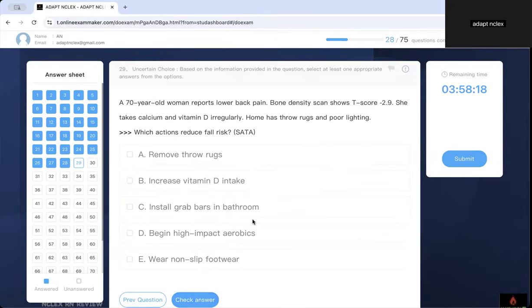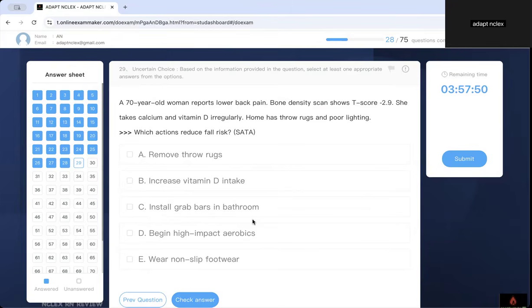A 70-year-old woman presents with lower back pain. Her bone density is low. She takes calcium and vitamin D regularly. Health promotion: at home, she has throw rugs and poor lighting. Which action should the nurse take to prevent risks, right? Which action reduces fall risks? Health promotion. These are little questions that they always trap you with.